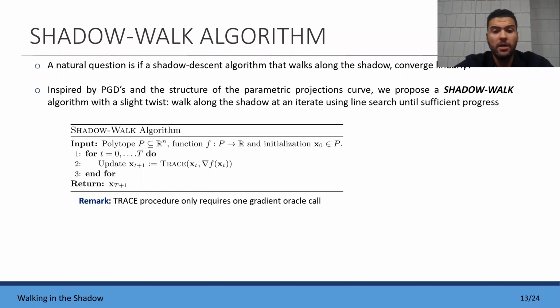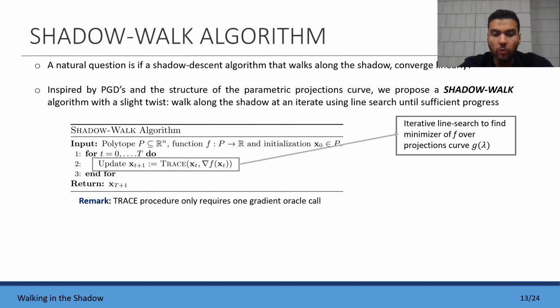So now, inspired by these shadow steps and the structure of the parametric projections curve, we propose a shadow walk algorithm, where in each iteration we walk along the shadow at an iterate using line search until we have sufficient progress. This is done by this trace procedure here, where at an iteration t, we fix the gradient at that iterate, nabla f of xt, and we trace the projections curve starting at xt with respect to that gradient direction. We do this using our constructive process that I previously described, which is composed of iterative line search and shadow computations. This trace procedure will trace that projections curve and find the minimizer of the function f over that curve instead of the whole polytope.